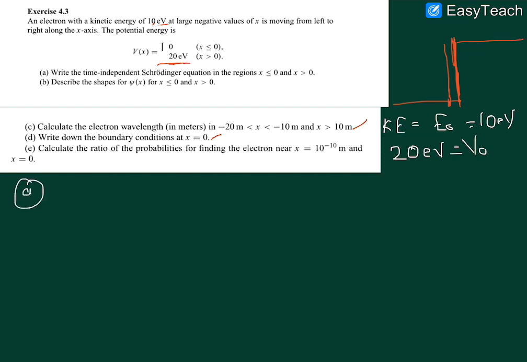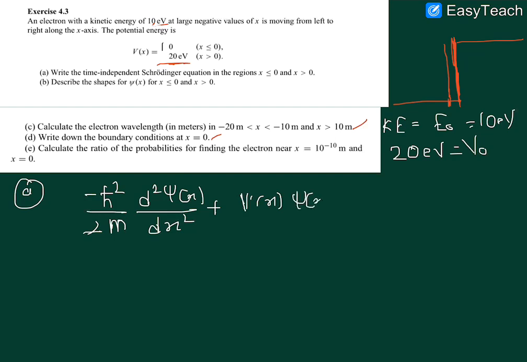So moving on to the first question. Before we go on to put what is the answer for the first question, first let us put the general time independent Schrodinger equation, and that's nothing but minus h cut square by 2m, second derivative of psi x by dx square plus v of x into psi of x equals to some energy into psi of x.